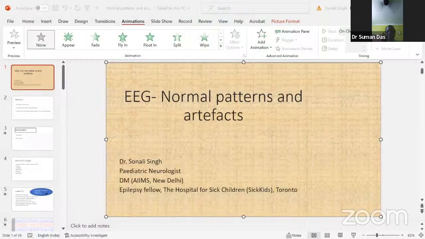So after the first session of Dr. Juhi Gupta, we would like to move on to the next session by Dr. Sonali Singh. And I would request Dr. Sonali Singh to take up this session. Yes, Dr. Sonali, your slides are visible. You can start, please.